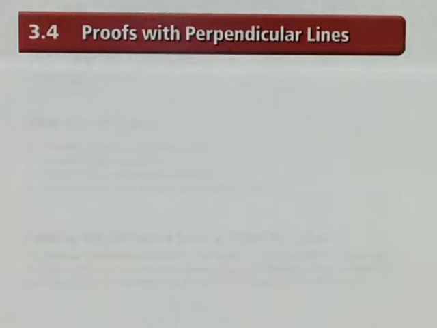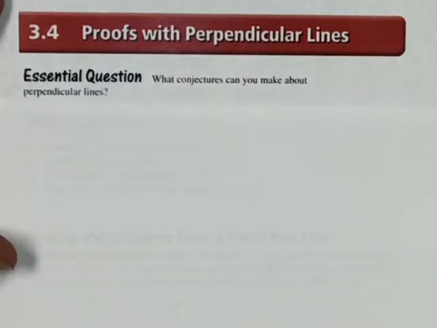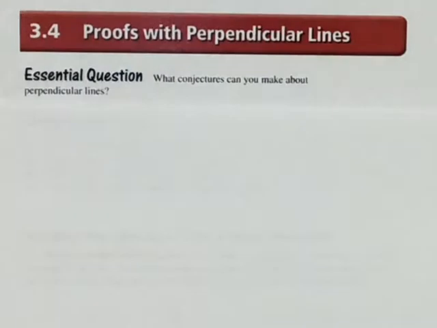All right, this is 3.4, proofs with perpendicular lines. The essential question that we're going to be asking, and hopefully be able to answer at the end of this, is what conjectures can you make about perpendicular lines? So we're going to look for different patterns, different conclusions that we can make based off of some examples that we're going to do.